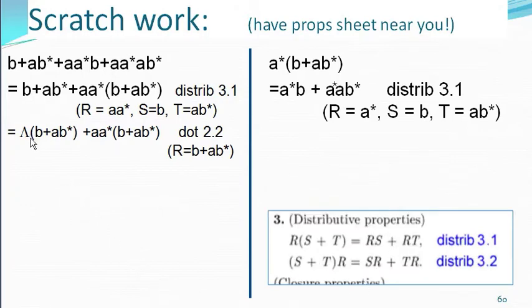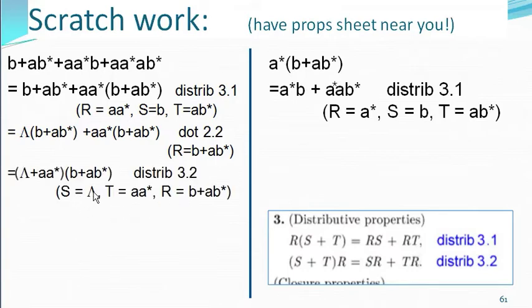So now I can look at this and say, oh, look, I have something times B plus AB star and another thing times B plus AB star. So actually it looks like I'm going to use this distributive 3.2 for a change, right? And if you look at this, this S piece is going to be a lambda. Again, we're using the sort of go from right to left of this, right? So I have lambda times B plus AB star. So S is my lambda, and my R is going to be this B plus AB star, right? This piece on the right. And then I also have this AA star times B plus AB star. And so by distributive 3.2, I can get down to this.